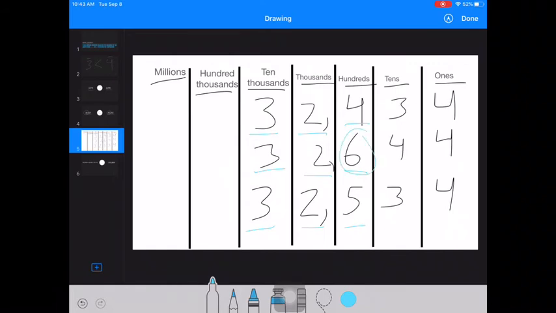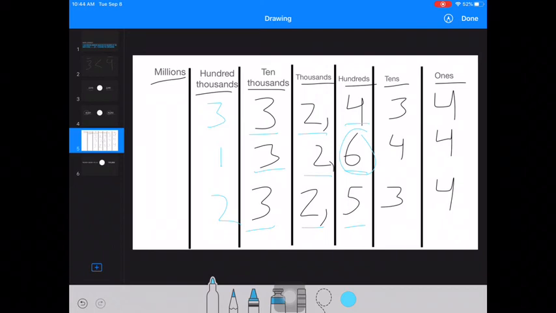6. So 32,644 is greater than 32,534 is greater than 32,434. And I'm writing 1, 2, 3 over here to show which number is greatest to least.